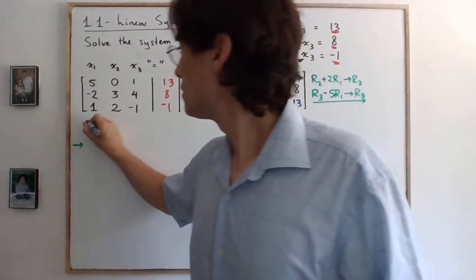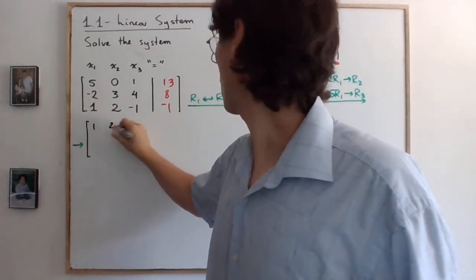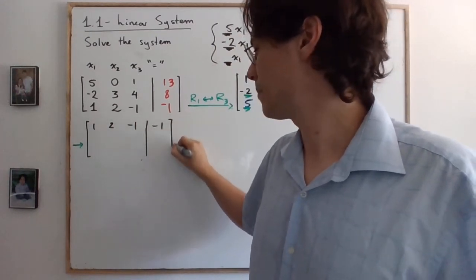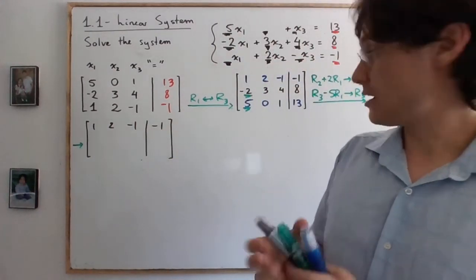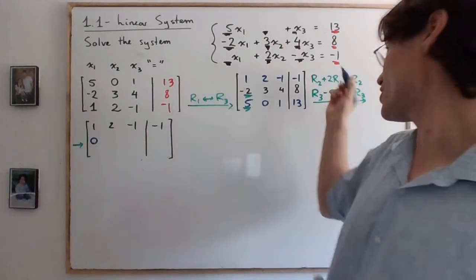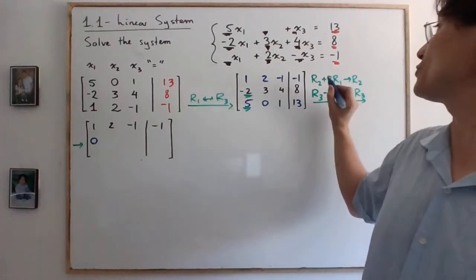Okay, so now it's row 1 that doesn't change: 1, 2, negative 1, negative 1. And then it's easy to see that we have zeros here. It's nice to check it just to make sure that you're doing the right operation. And then for the rest of the entries, you have to do the math.